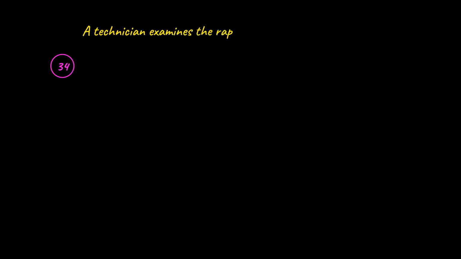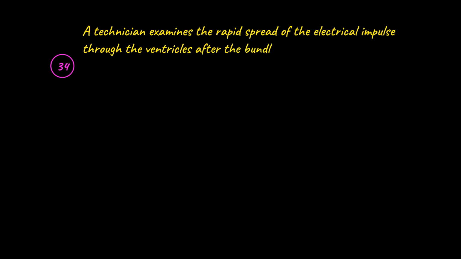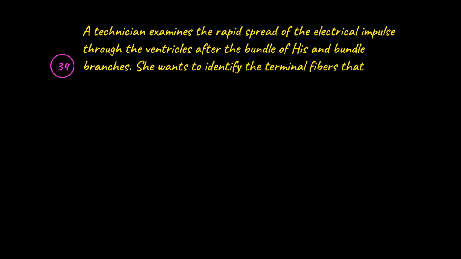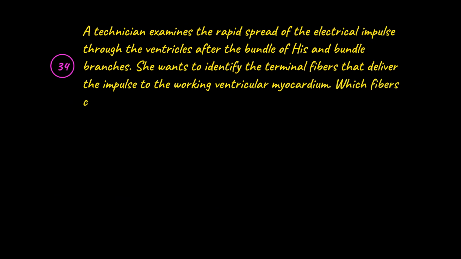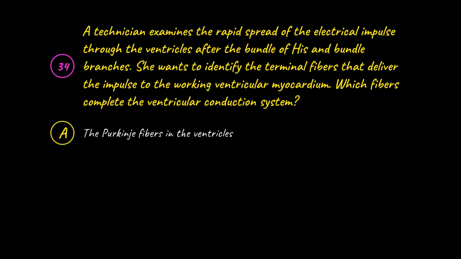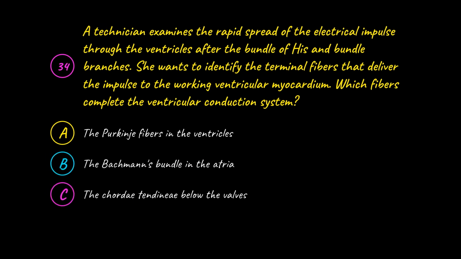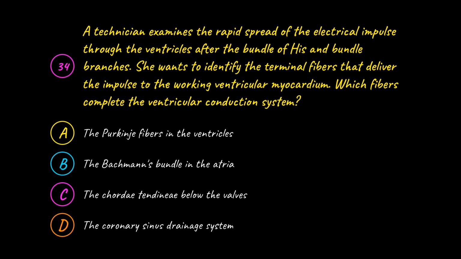Question 34. A technician examines the rapid spread of the electrical impulse through the ventricles after the bundle of His and bundle branches. She wants to identify the terminal fibers that deliver the impulse to the working ventricular myocardium. Which fibers complete the ventricular conduction system? Your options are A. The Purkinje fibers in the ventricles, B. The Bachmann's bundle in the atria, C. The chordae tendineae below the valves, D. The coronary sinus drainage system. Take a second. Which answer would you pick?